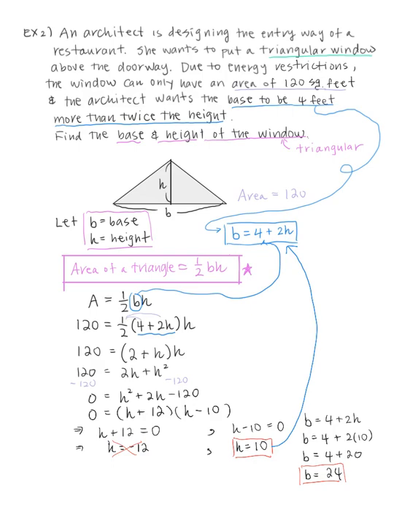So our answer is going to be, so therefore, our base of the triangle is 24 feet, and the height of the triangle is 10 feet. And that's going to be our answer.